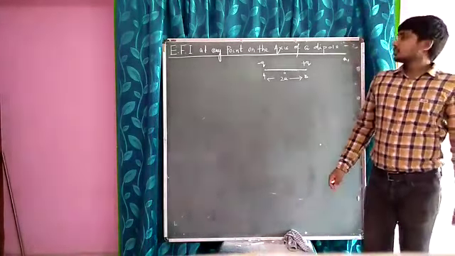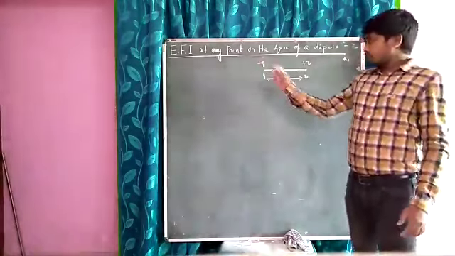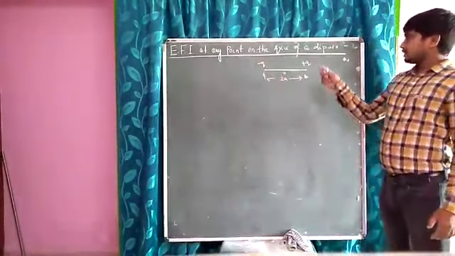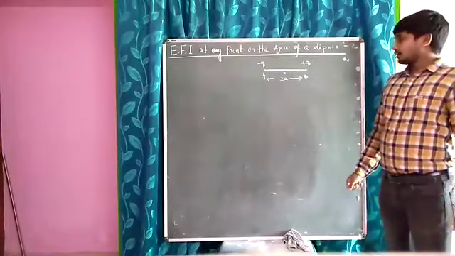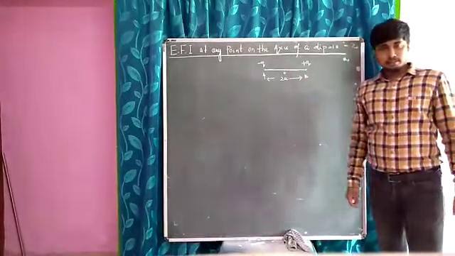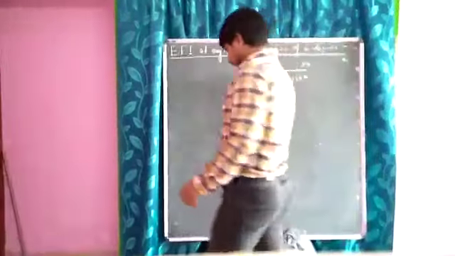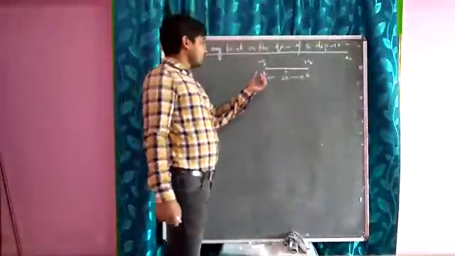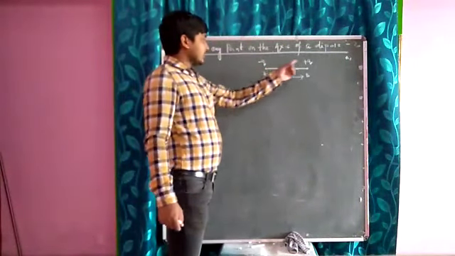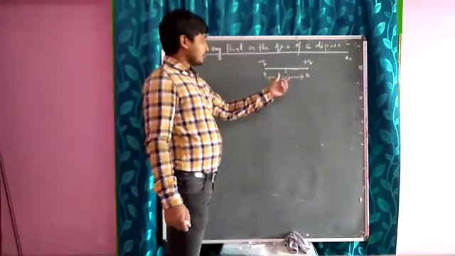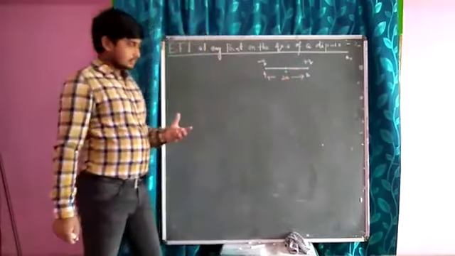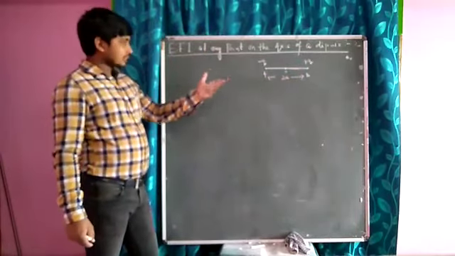Good morning, students. Today we will be calculating the electric field intensity at any point on the axis of the dipole. So previously I have defined what a dipole is. Two charges having equal magnitude, opposite in nature, separated by a small distance is known as the electric dipole.